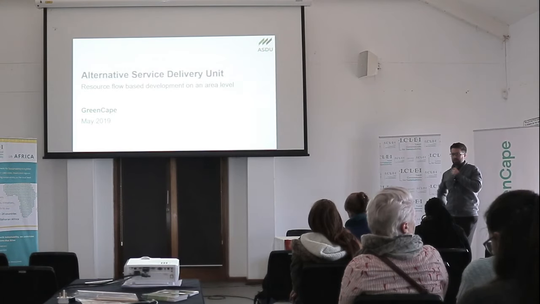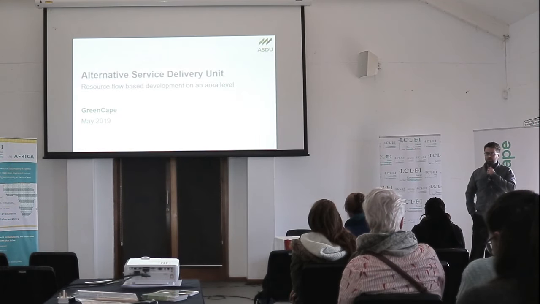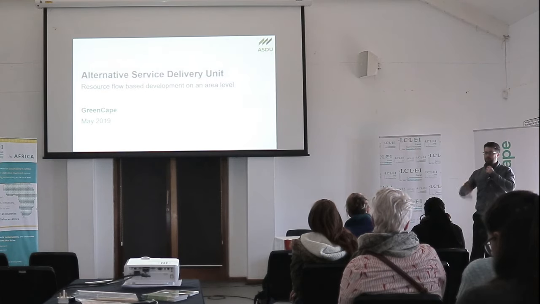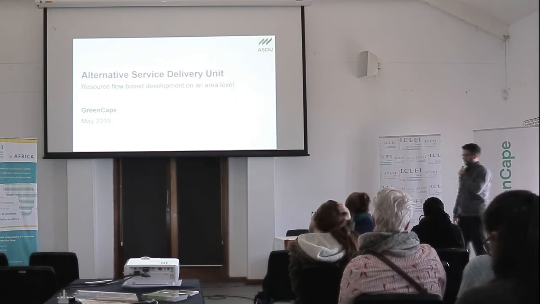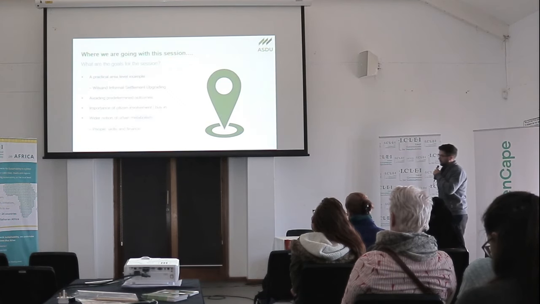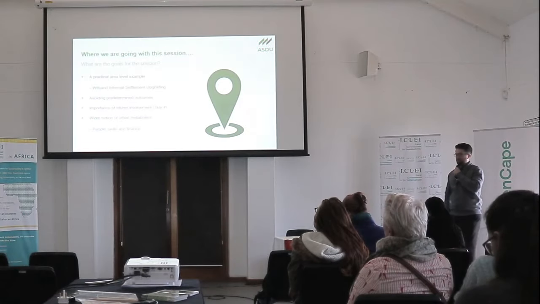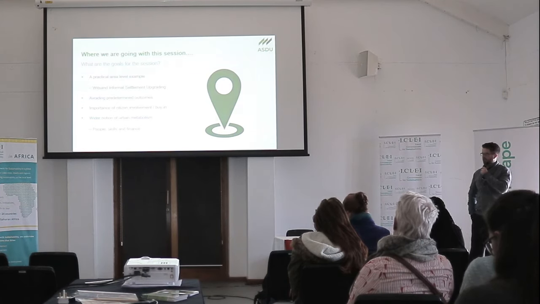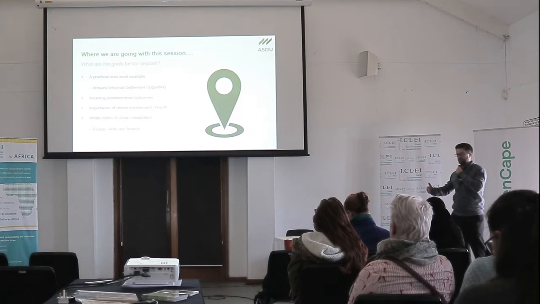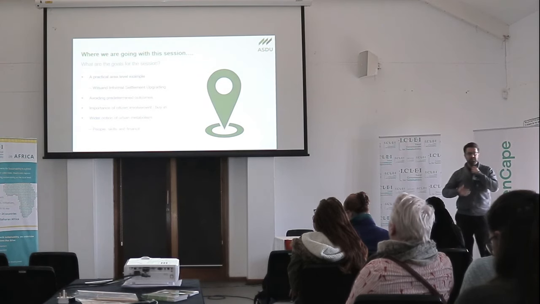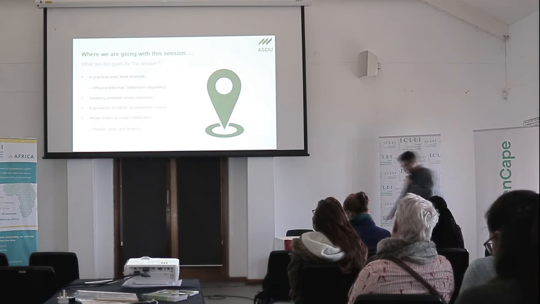I also just want to add a few more lenses, and I'm really glad my colleague here brought up the question around social or demographic flows and the influence of that, because I want to add that lens to the conversation as well. So I'm going to use a very practical example of work that we're doing in Witsand informal settlement. I want to add a lens around not pre-deciding a specific outcome, allowing the process of urban metabolism to take its role to really allow you to pinpoint where intervention points can actually look. The importance of citizen buy-in and participation, as Paul mentioned, and then looking at that wider notion of urban metabolism, looking at the flow of people, the flow of skills, and the flow of finance as three levers that we're looking at the moment.